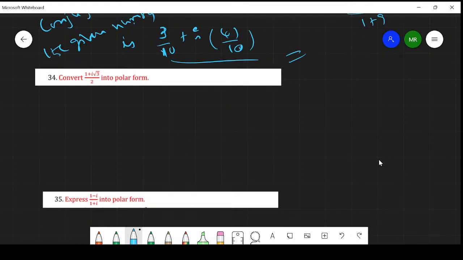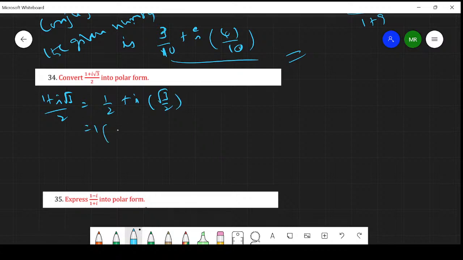Express 1 plus i root 3 by 2 into polar form. Just go through this, it is a simple one. They have given it to be expressed in polar form. I can write 1 plus i root 3 by 2 as 1 by 2 plus i into root 3 by 2.